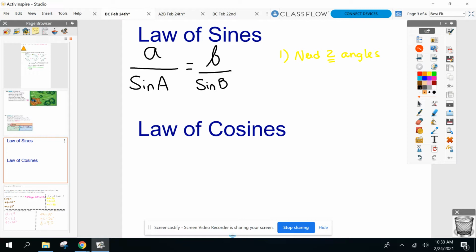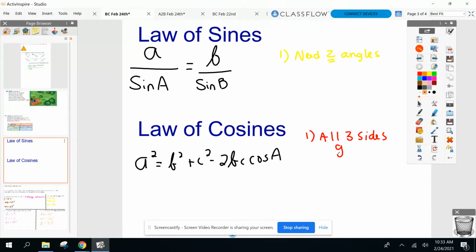All right, law of cosines, I showed you yesterday. A squared equals b squared plus c squared minus 2bc cosine A. All right, when's the best time to use law of cosines? Well, first is you have all three sides. All three sides are given.